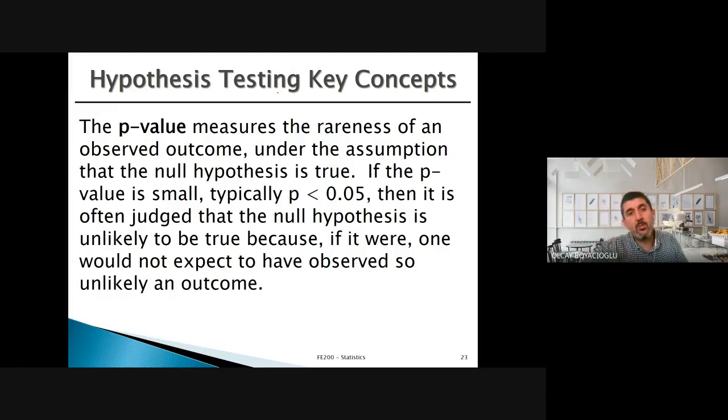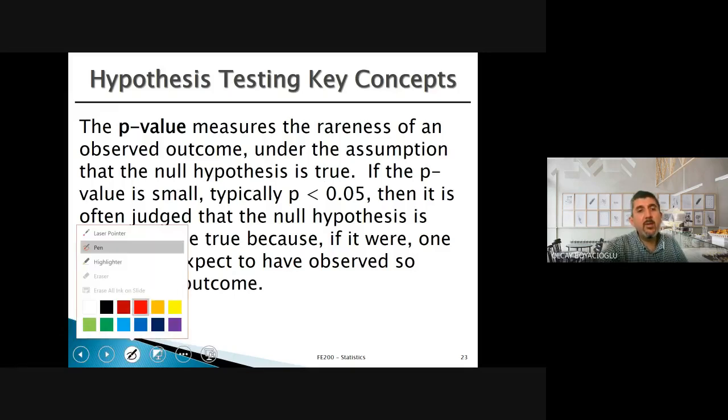All right, now hypothesis testing. Let's continue from the hypothesis testing from last week, if you remember. The p-value measures the rareness of an observed outcome under the assumption that the null hypothesis is true. Now, your brain is probably turning right now. What am I talking about, right? We are talking about the p-value, the probability. The p-value measures the rareness of an observed outcome under the assumption that the null hypothesis is true.